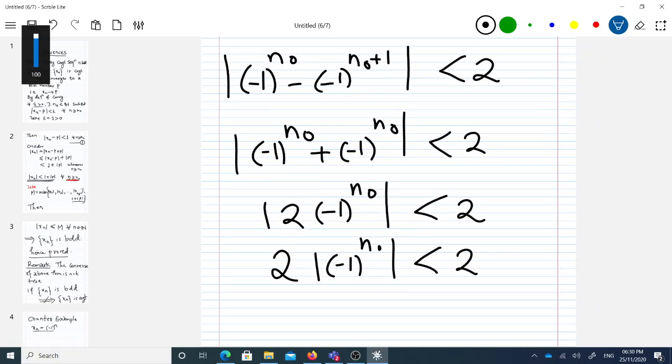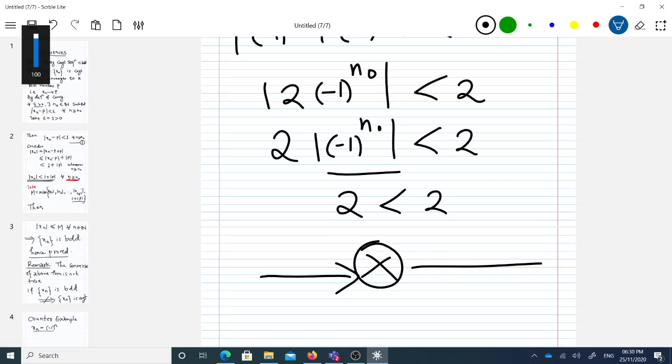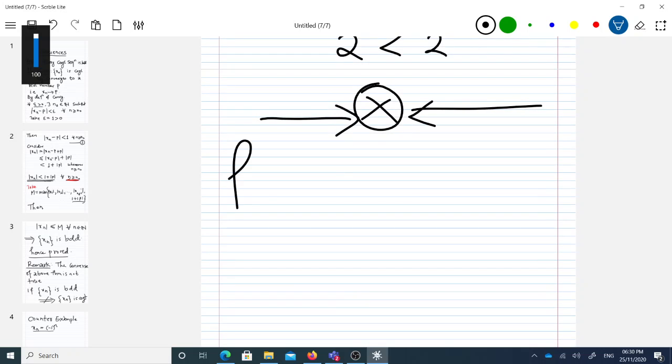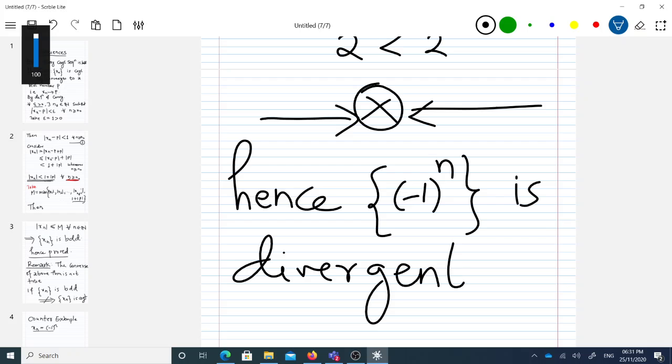But the modulus of minus 1 raised to n naught is always plus 1 only. So I will get 2 less than 2, which is a contradiction, and I got the contradiction because we assumed that minus 1 raised to n is convergent. So hence the sequence minus 1 raised to n is divergent.